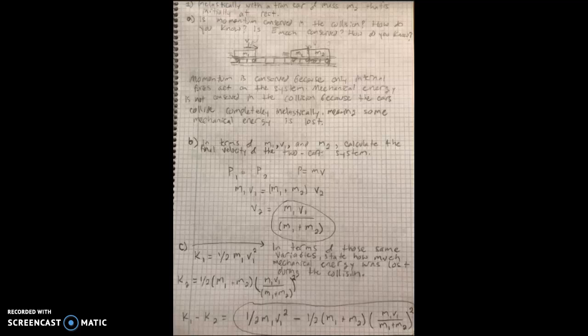So part A asks, is momentum conserved in the collision? How do you know? That's the first couple questions in part A. So we know that momentum is conserved because only internal forces act on the system, and I know that from something that is given in the problem, which is that the track is frictionless.